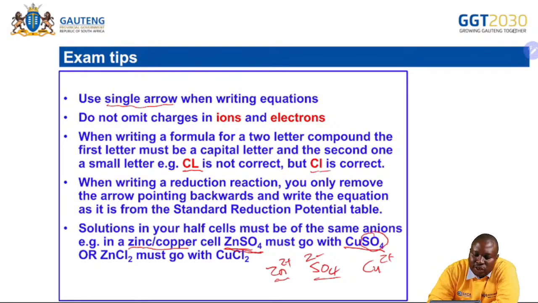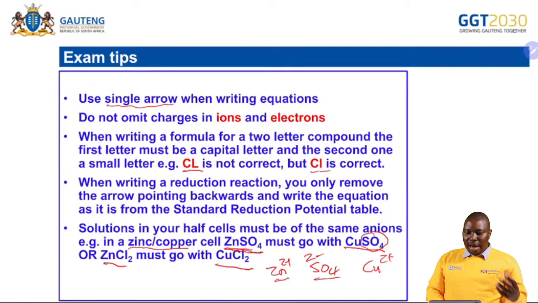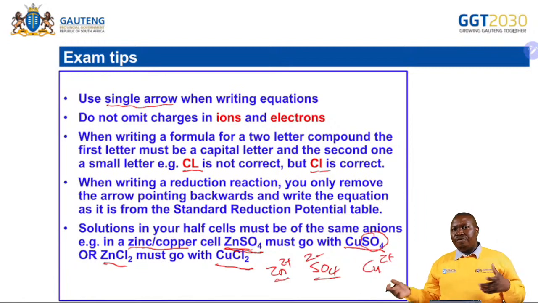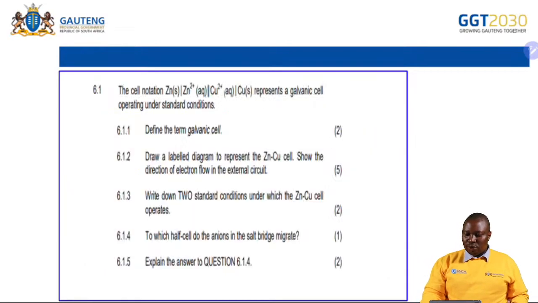And if you are using zinc chloride, it will go with copper chloride. So we are saying you can't have at the anode one anion and a different anion at the cathode. The anion must always be the same. Zinc chloride will go with copper chloride. Zinc sulfate will go with copper sulfate. I hope that will help you as you do your exams.